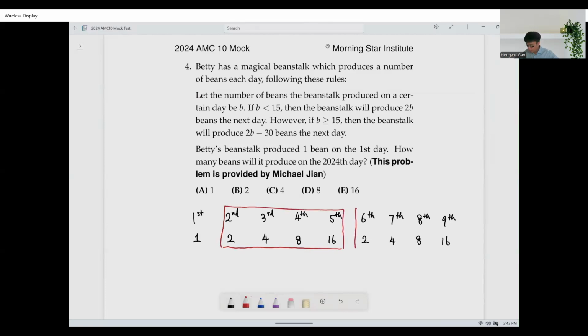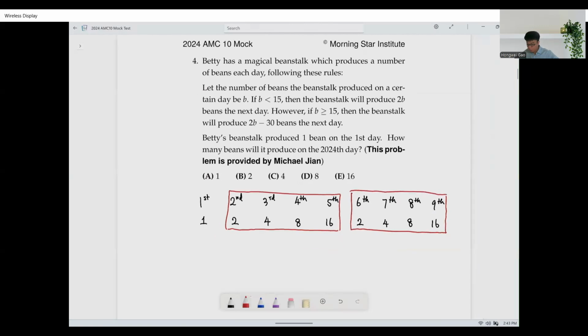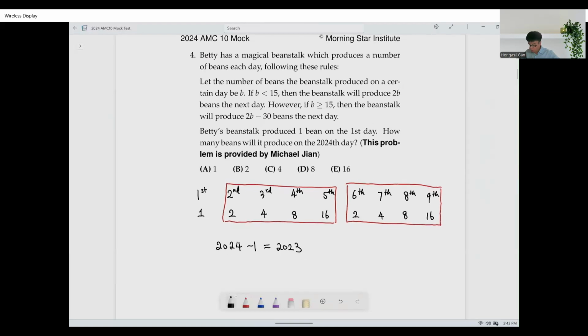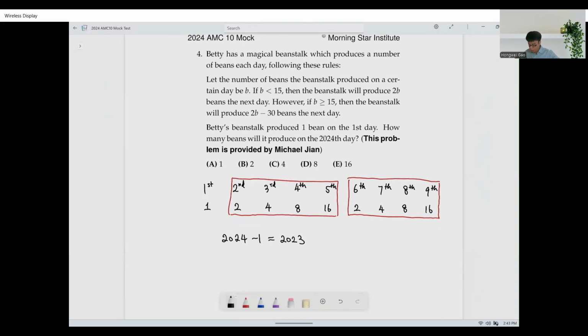2, 4, 8, 16. 2, 4, 8, 16. That's the pattern. Now the question is how many beans will produce on the 2024th day? Now we should subtract the first day as 2023 days. For these 2023 days, it follows this pattern.